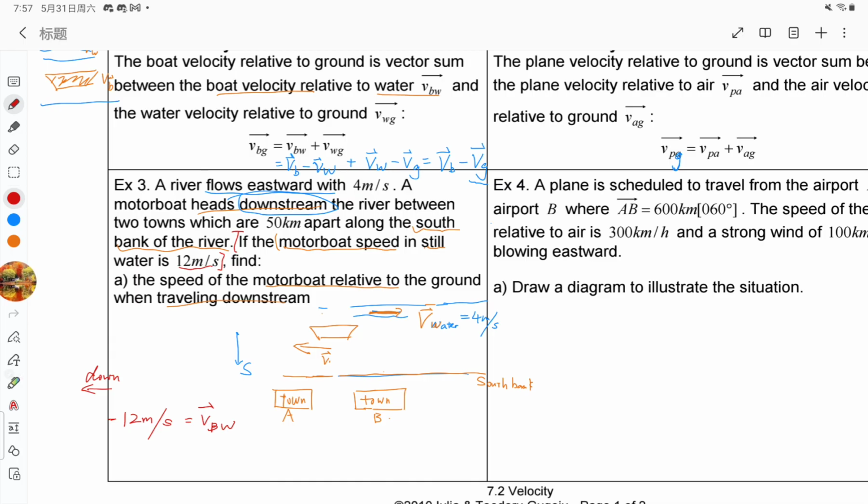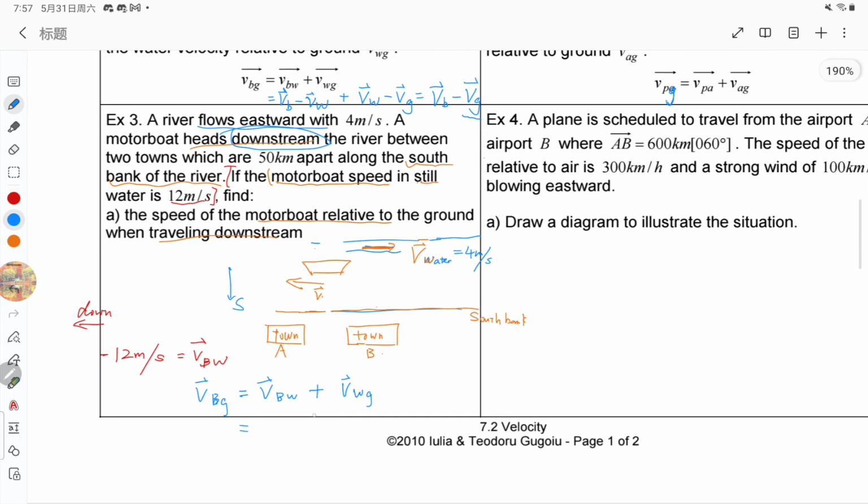And then I think we can just plug in the formula now, okay? And then VBG is VBW plus VWG, okay? Then VWG, the water relative to the ground. I think this one is easier to understand. It's just how fast the water flows, right? So, and then the second entry is just plus 4 meters per second, right?